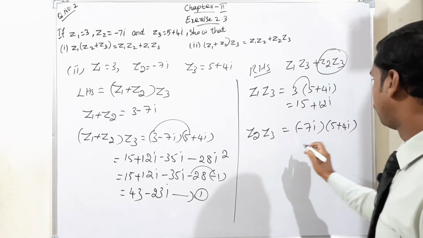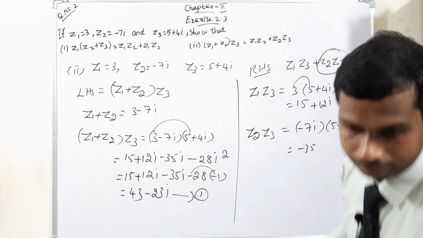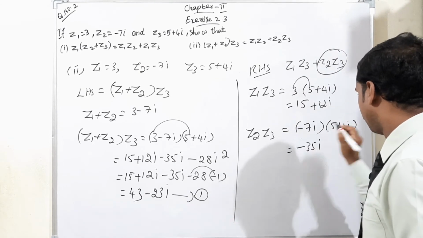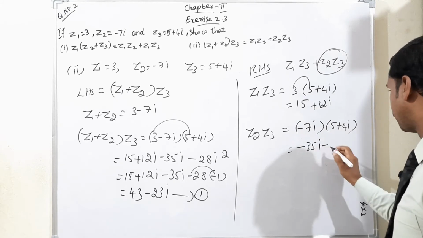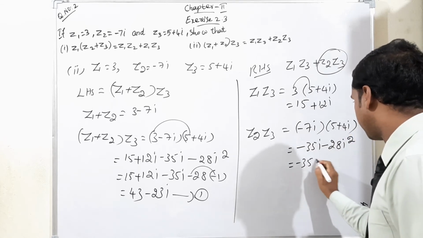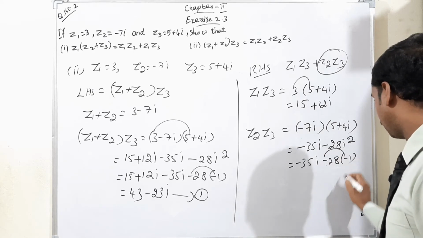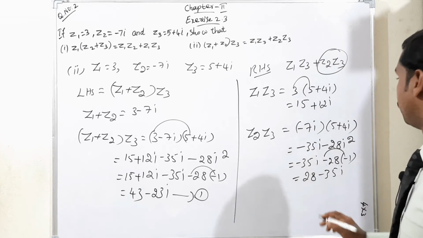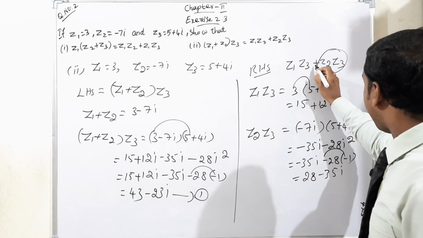So now 5 plus 4i. Again minus 7 into 5, minus 35i. Again minus into plus, minus 4 into 7, 28i square. So i square means the value will be minus 1. Again minus into minus is positive. So 28 minus 35i. So after getting Z1 Z3 and Z2 Z3, add, isn't it?